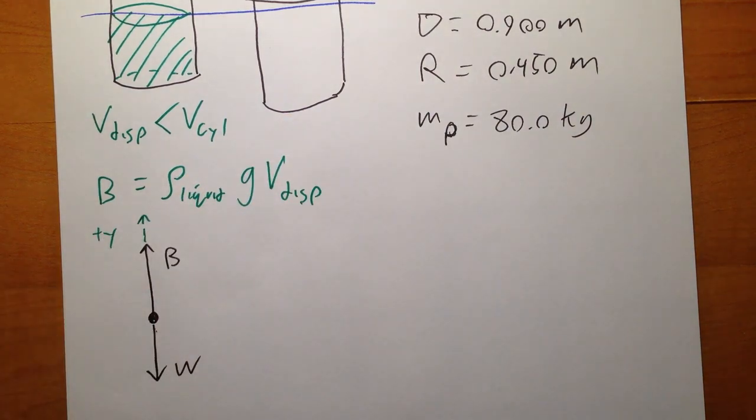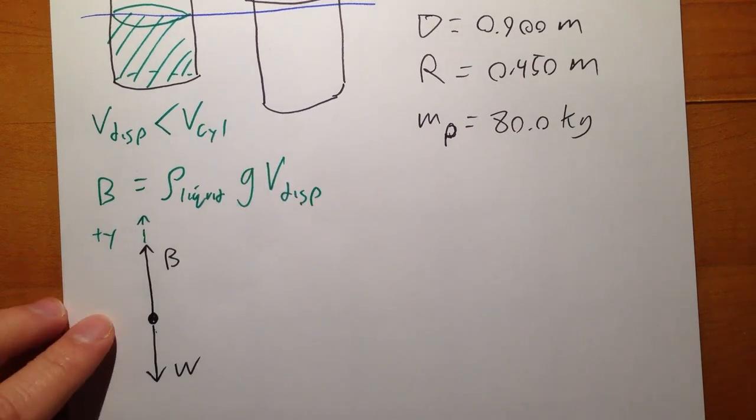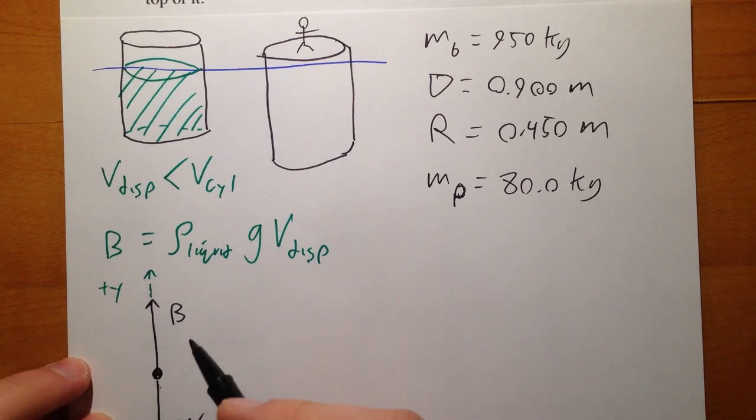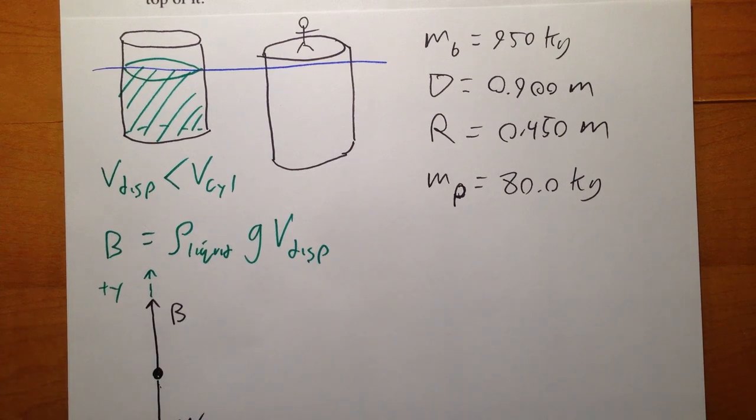Define plus y to be up. There are two known forces, the buoyant force and the weight. The force of gravity is pulling down on the buoy, but it's not sinking, because there's this other force which is canceling the force of gravity, and that's the buoyant force.